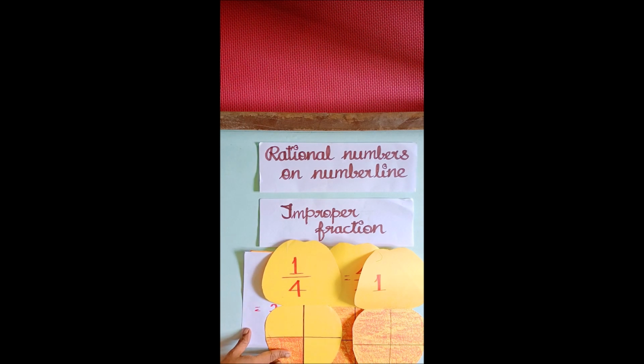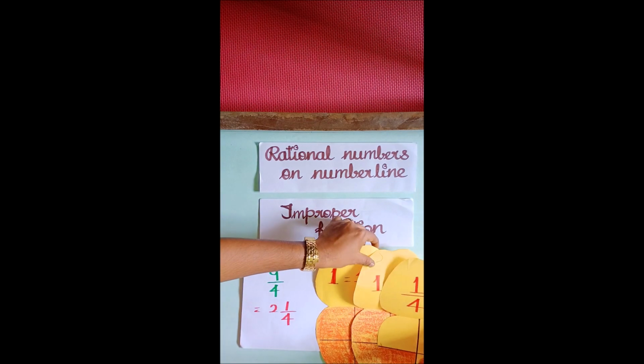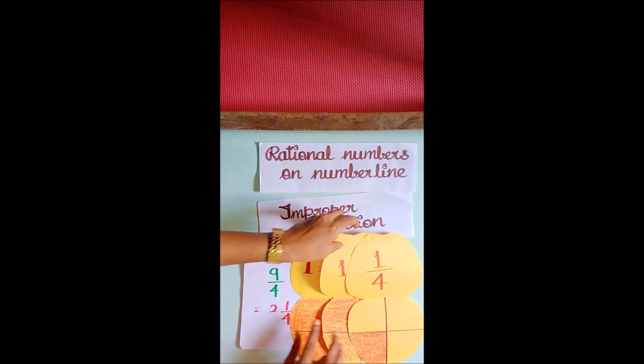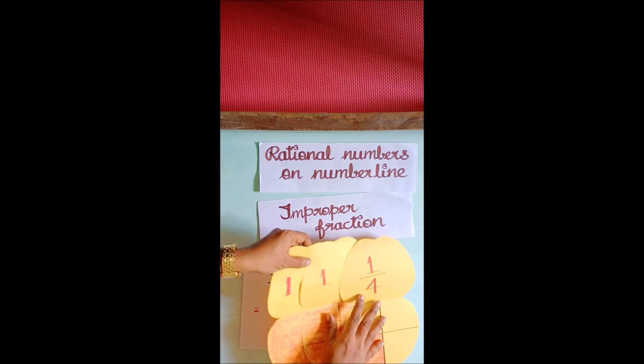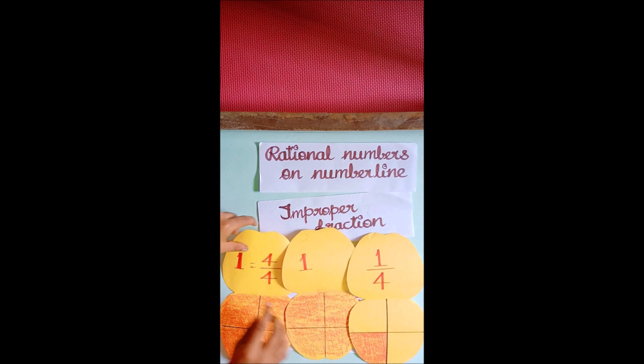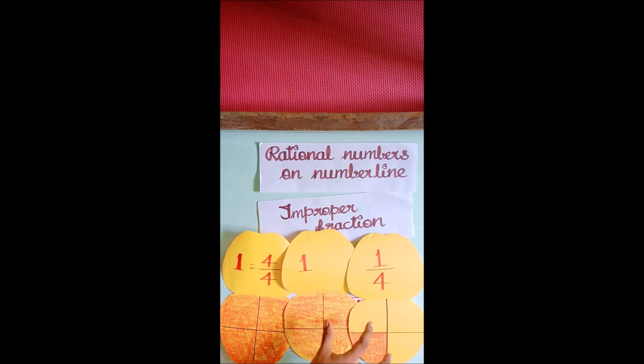1 portion is shaded. So this is the pictorial representation of the value 2 1 by 4. 2 whole parts with 1 by 4 fractional part. So this is 1, 1, 1 plus 1 is 2. 2 1 by 4. This is the pictorial representation.